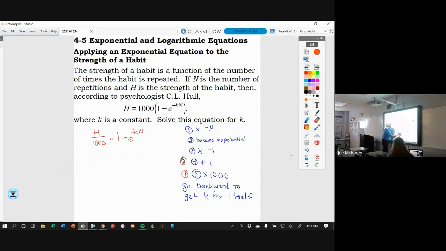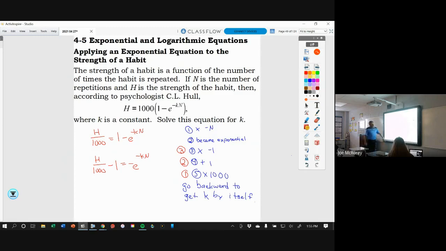Step number 2. I need to unadd a 1. Subtract one. You gotta subtract the 1. H over 1,000 minus 1 equals negative e to the negative kn power. Step number 3. Can't you remove the negative signs?